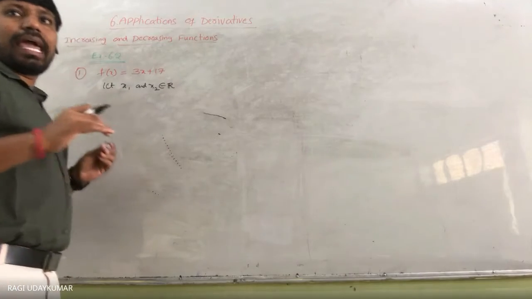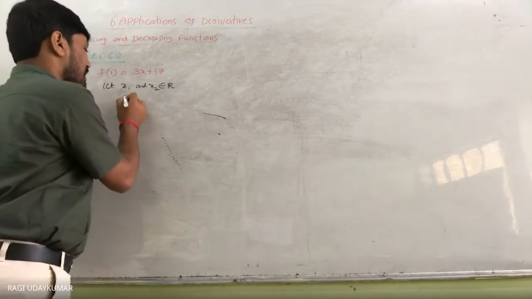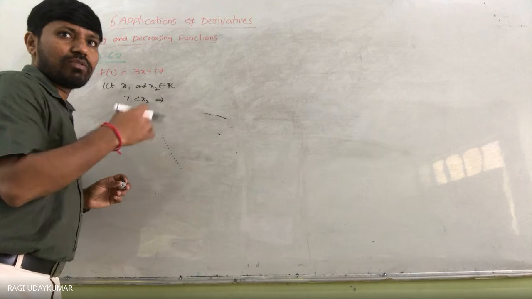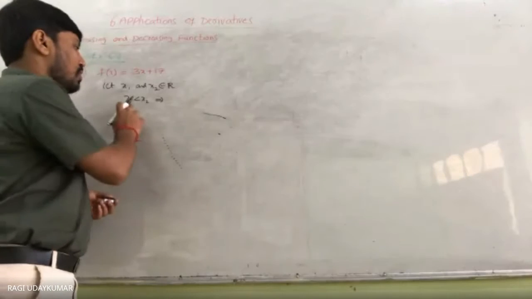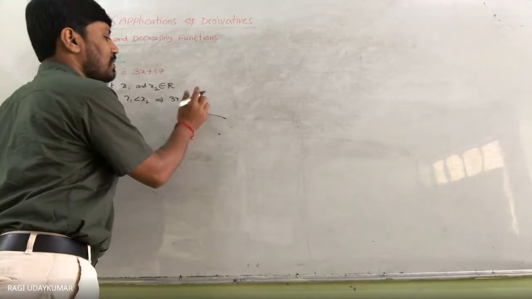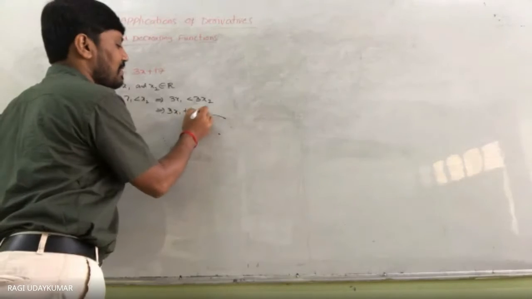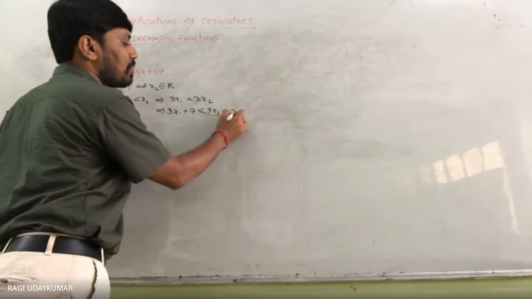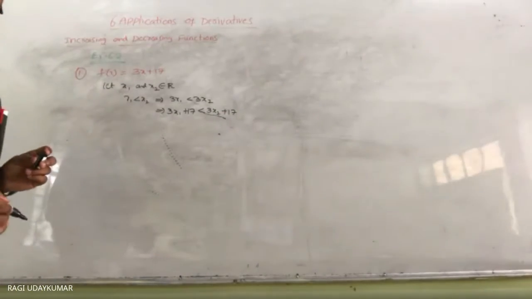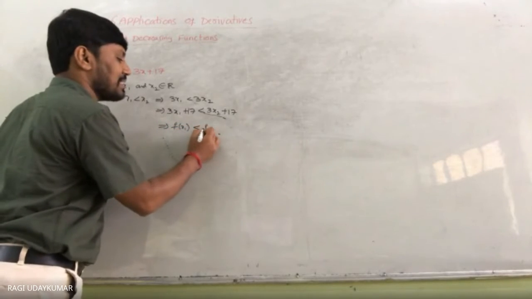What we have to prove: increasing means x1 less than x2 implies f of x1 less than f of x2. x1 less than x2 implies 3x1 less than 3x2. This implies 3x1 plus 17 is less than 3x2 plus 17, adding 17 to both sides. 3x1 plus 17 is f of x1, which is less than f of x2.